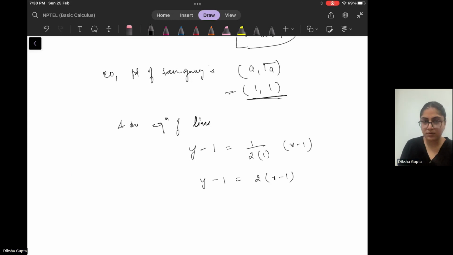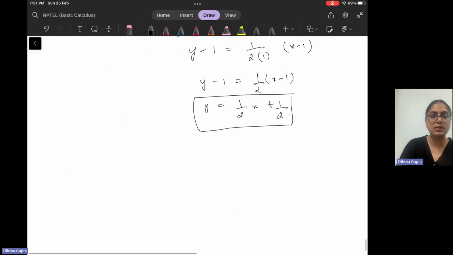So what do we say? y equals 2x minus 2. No, sorry, it is not 2, it is 1 by 2. So it is 1 by 2 x minus 1 by 2 plus 1, which will be 1 by 2 x plus 1 by 2. So this is the equation of the tangent. Okay.